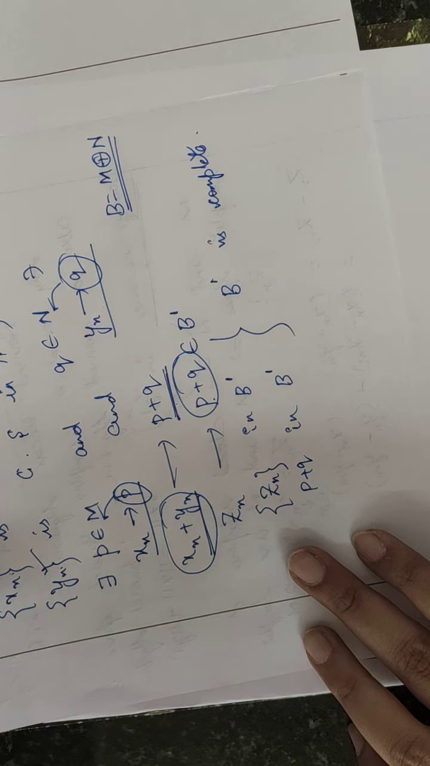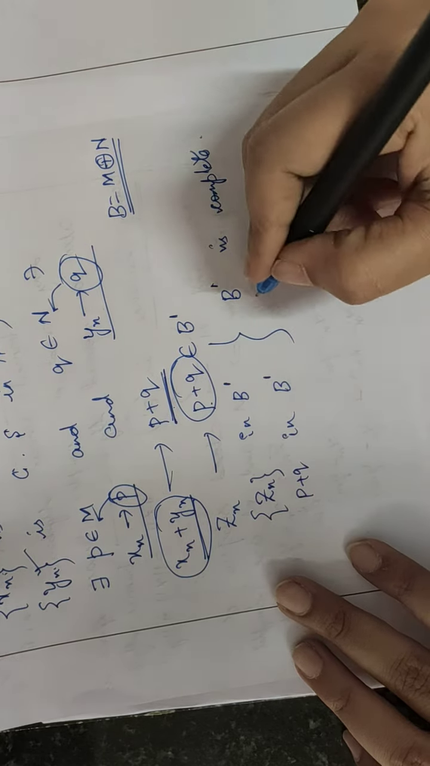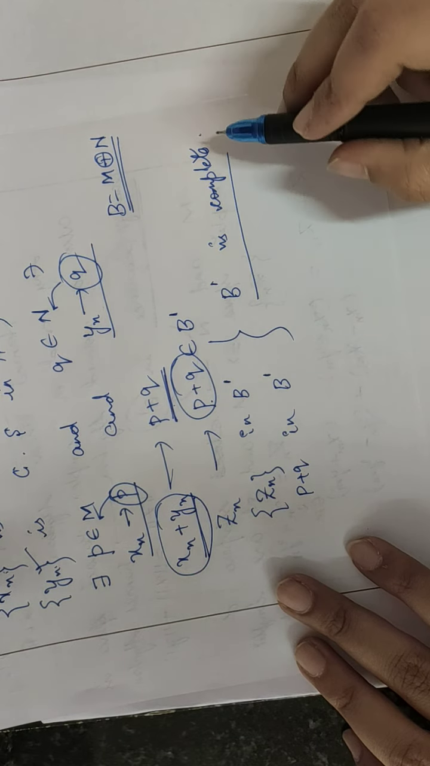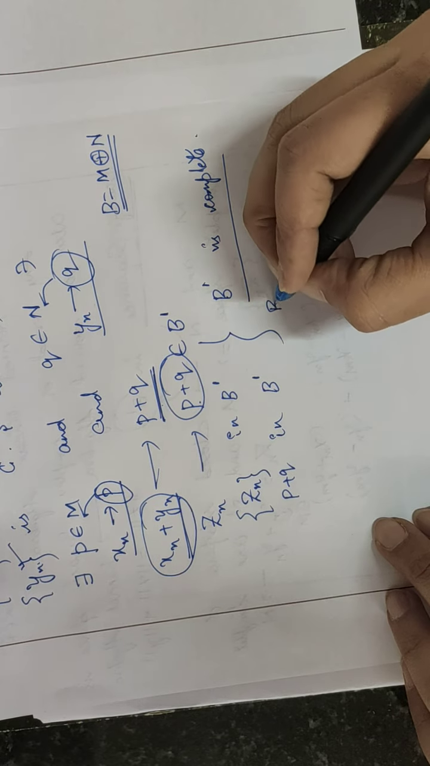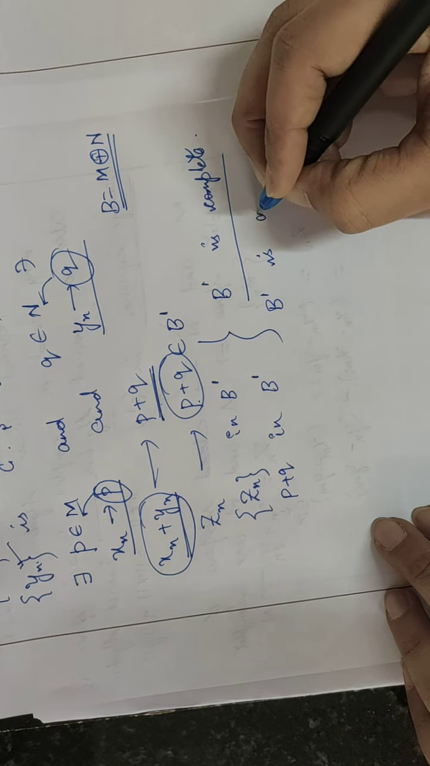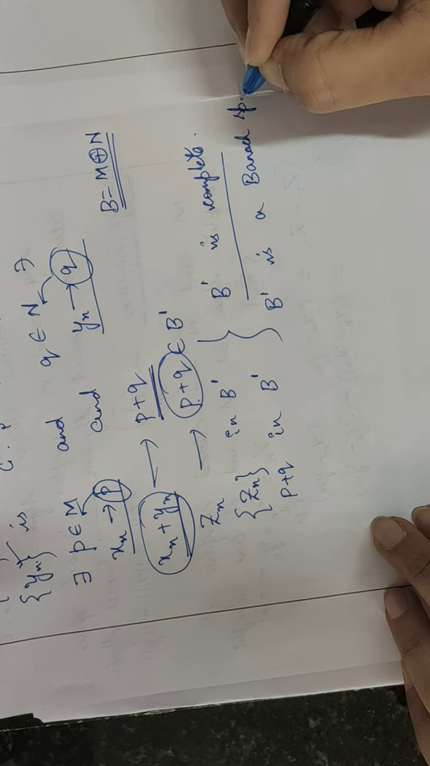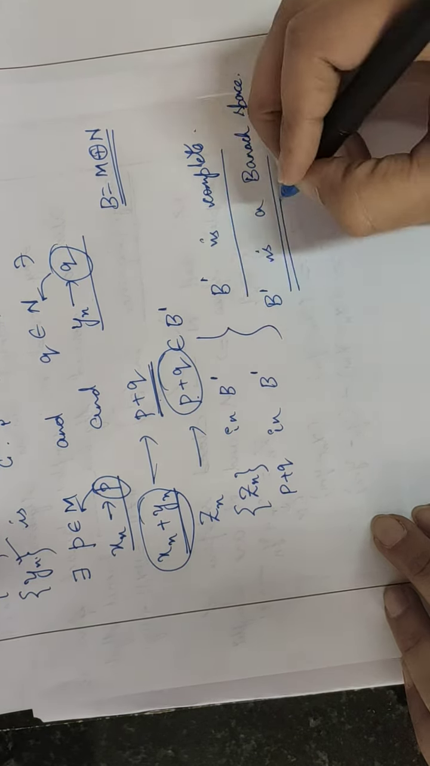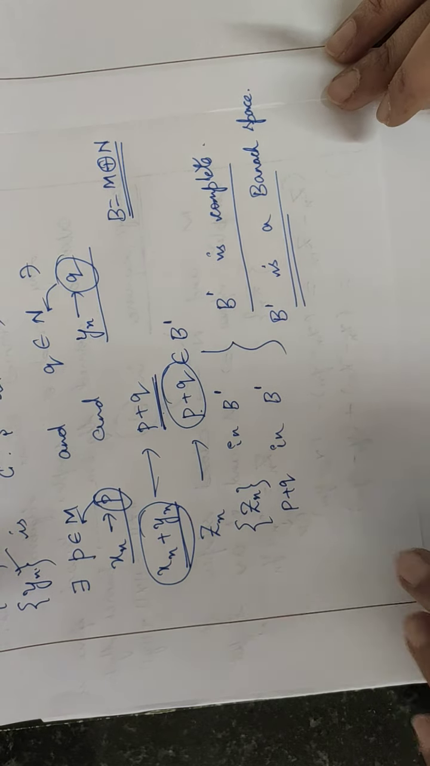Alright, from the first part of the proof we know that B prime is a normed linear space, and from the second part we can say that B prime is complete. So using these two I can say that B prime is a Banach space. So this is how we prove this theorem. Hope the theorem is clear to all of you.